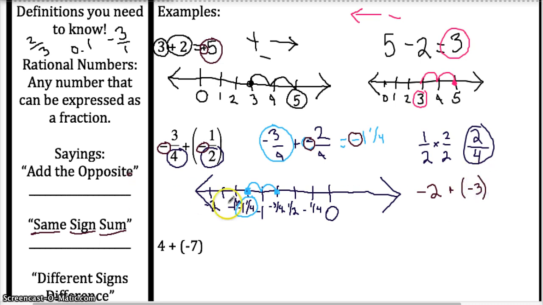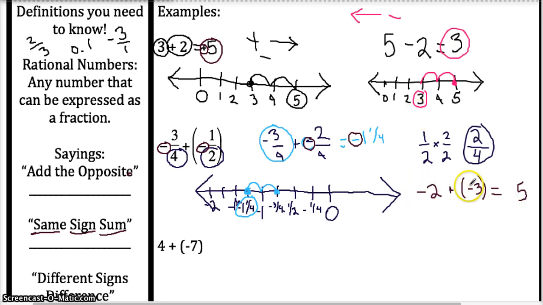Okay, well, first we have to look. Do we have same signs or different signs? Well, we've got same signs. So same sign is, we just take the sum. Same sign, sum. So the same sign, well, 2 plus 3 is 5. We know that. We did that up there.